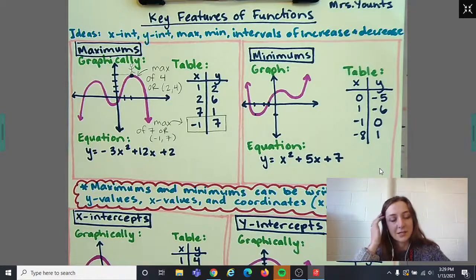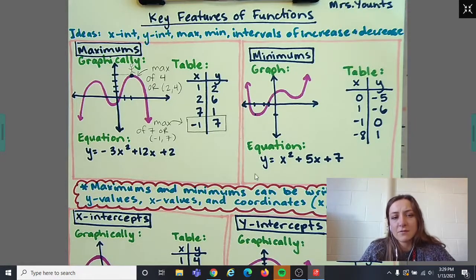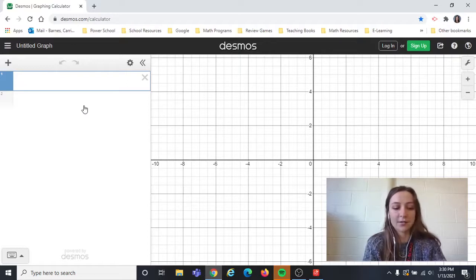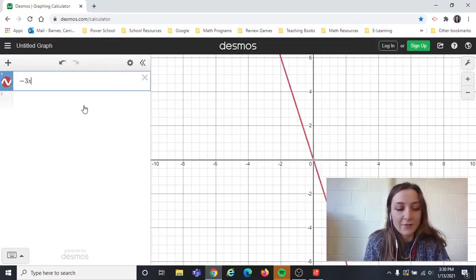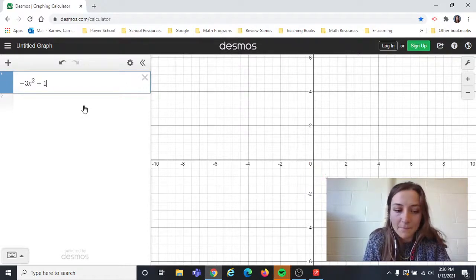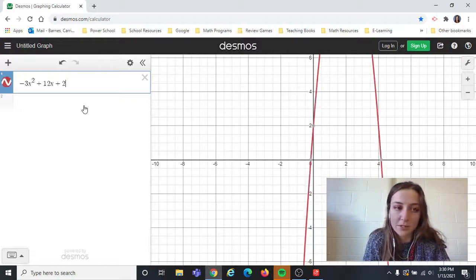All right, so now let's look at the equation. And instead of trying to figure out algebraically what the maximum or minimum is, what we're going to do is utilize our resource of Desmos. So let's go over to Desmos, and we're just going to type in this equation. Okay, so we have -3x squared plus 12x plus 2.